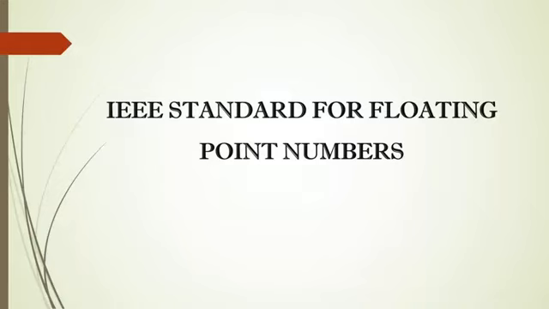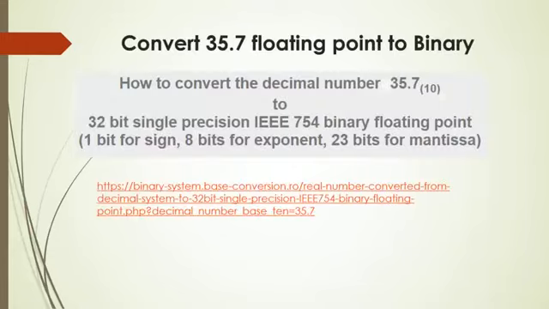We have discussed a number being positive or negative, taking the MSB as 1 or 0, that we have already seen. So let us jump into how we can denote something like a floating point number, say 22.5 or something like that. I'll give you an example of how to convert a floating point number, for example 35.7.